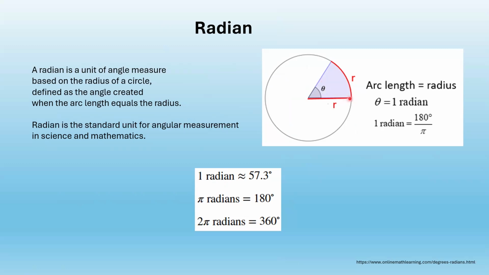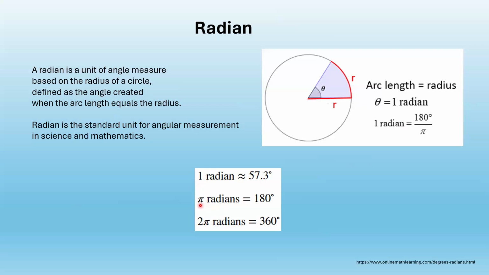Without making the story too long, 2 pi is the whole circumference. So 1 radian equals 180 degrees over pi, approximately 57.3 degrees if you want to do that. So if you have the radius, lay it out here, you're going to have an angle of approximately 57.3 degrees.